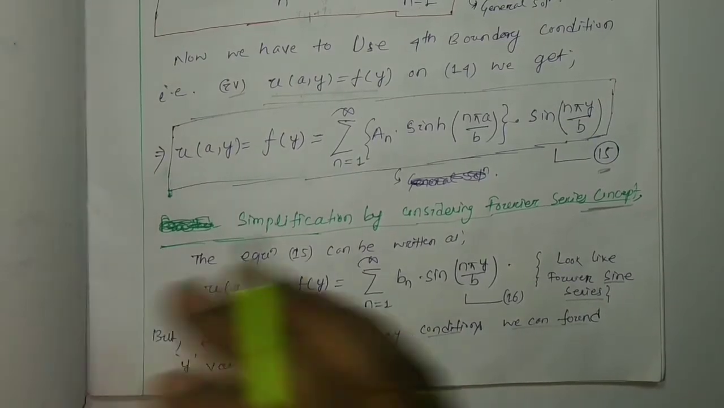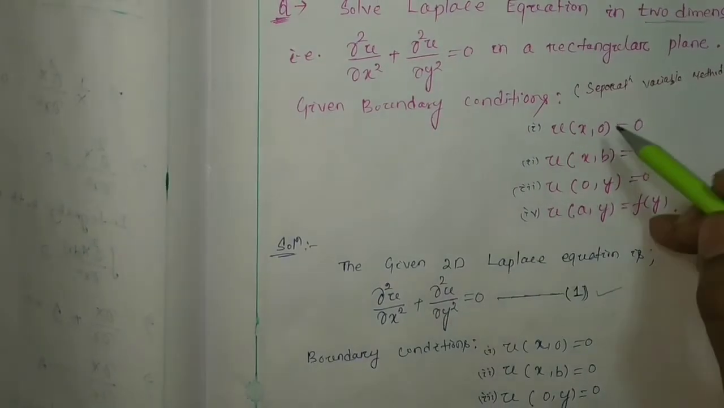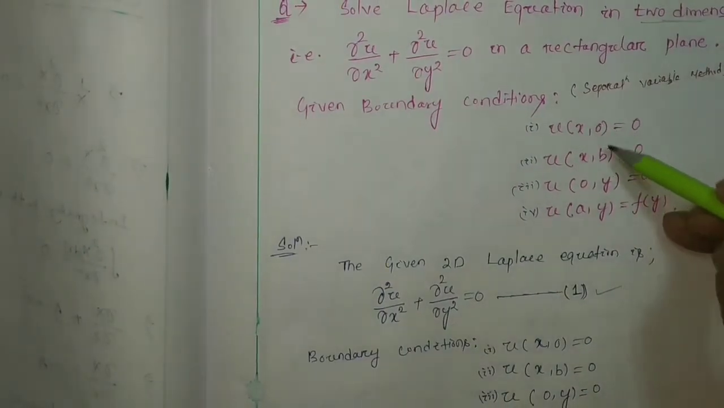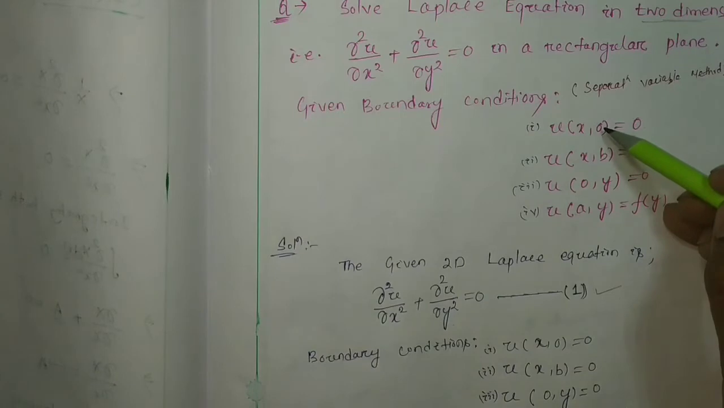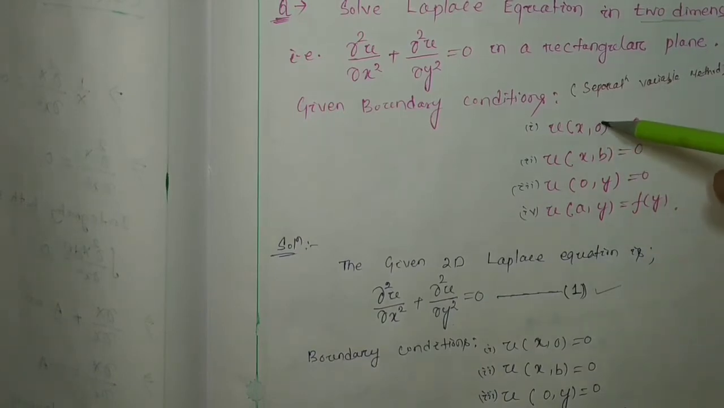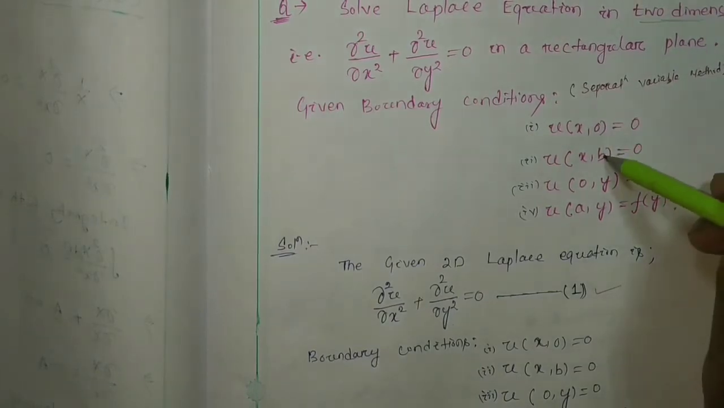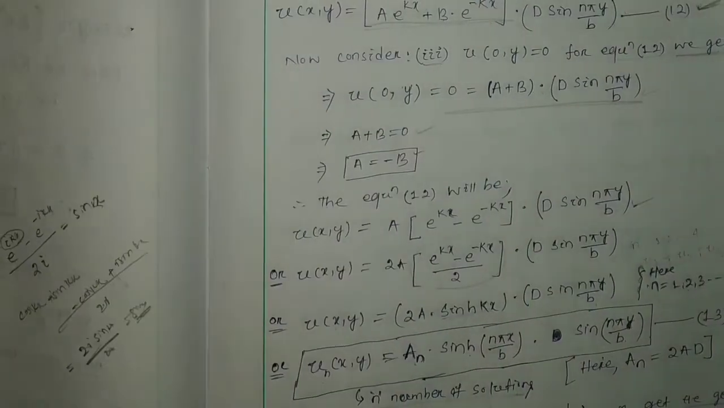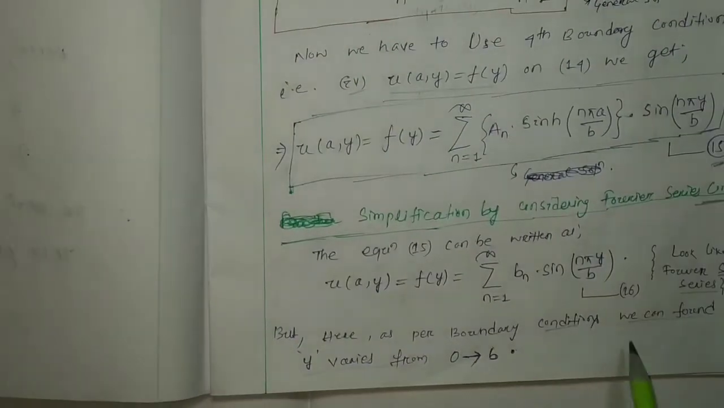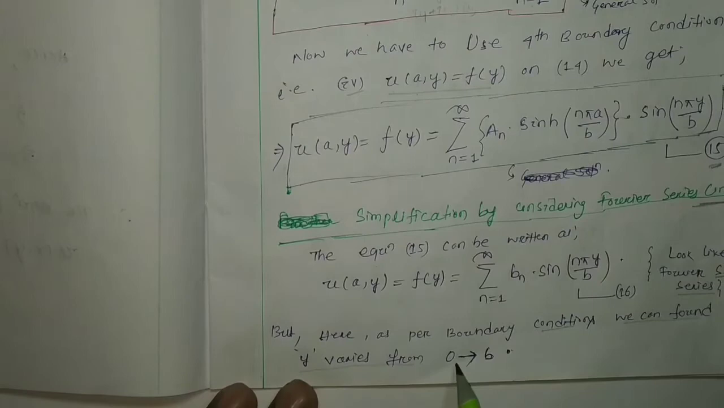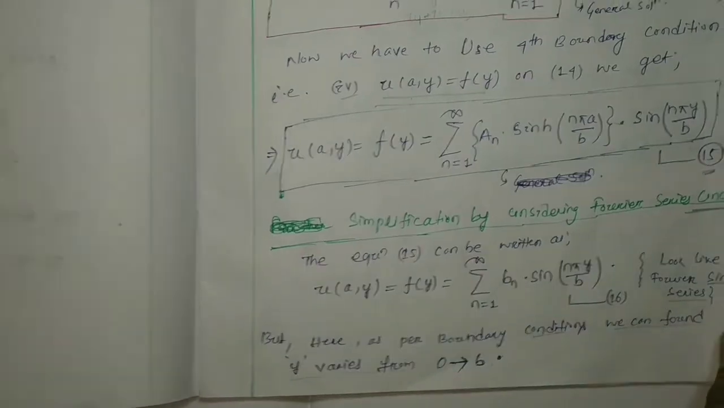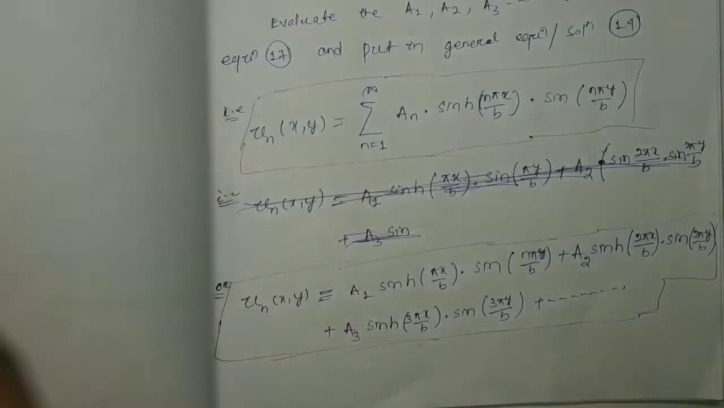Here you can see the boundary condition: y varies only from 0 to b. 0 is the lower limit of y and the upper limit is b. That means y varies from 0 to b. Then we have to see what is going to happen.